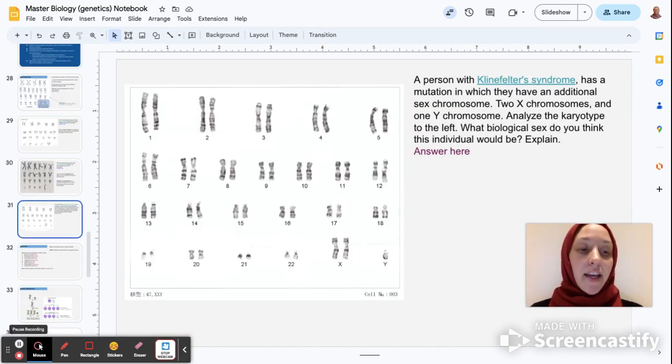And last but not least, let's take a look at a third karyotype of a person with Klinefelter syndrome. Please identify the mutation. Excellent. Okay, so our autosomal chromosomes are all normal. We have a pair of each autosomal chromosome, but if you notice, we have a trisomy here. We have 3 sex chromosomes, 2 X chromosomes and 1 Y chromosome. What biological sex do you think this individual would be, and why?